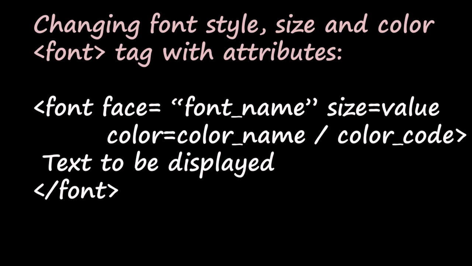The general form of the font tag with attributes is font. First you have to give the font name, right? For that, face is equal to, and in that you have to give either Times New Roman, Arial, or whatever font you need. You have to give the font name there, right? And then size is equal to, you have to give the value. Size will be 11, 14, 20. Likewise, if you give a higher value, the font will be big. If you give a low value, the font will be small, right? And then the next one is color is equal to, you have to give the color name or color code. We have seen that already, right?